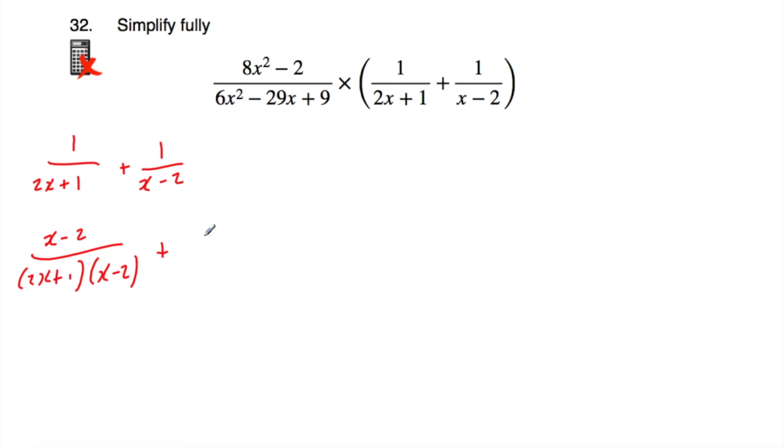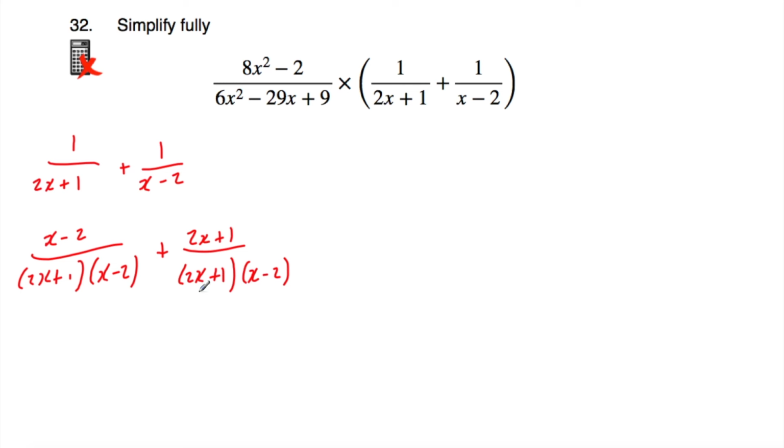So 1 times 2x plus 1 will be 2x plus 1. And then on the denominator, we've got x minus 2, and we're going to times that by 2x plus 1. In terms of the order, I'm going to put the 2x plus 1 at the front just so it matches this one. So it'll be 2x plus 1, and then in brackets, x minus 2. As you can see, we've multiplied both the numerator and denominator of this fraction by 2x plus 1.